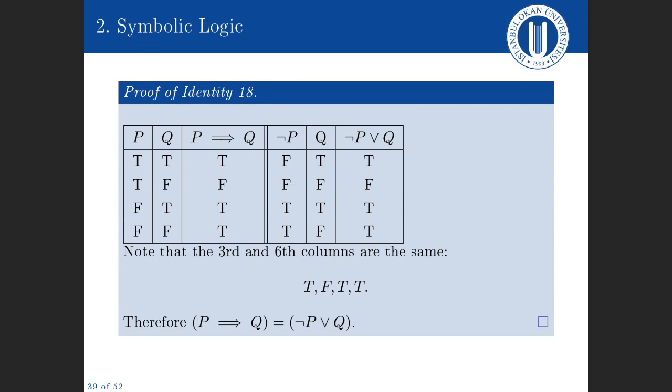Column 3 and column 6 are the same. They're both true, false, true, true. That means these two things must be the same. P implies Q must be the same as not P or Q.